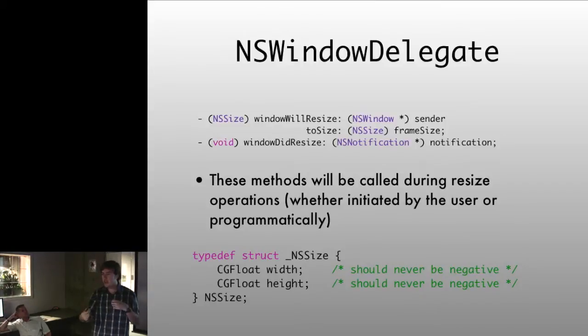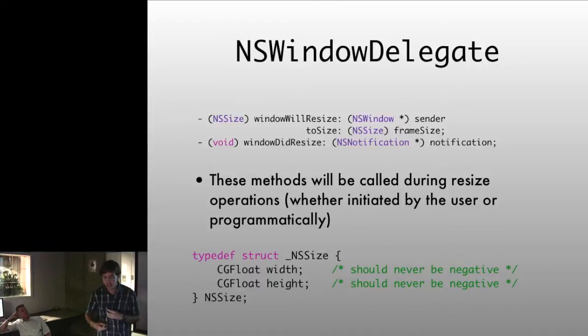And so these get called as part of the resizing process. The kind of neat thing is that window will resize returns a size. So it passes in a size that this is the size that I'm going to try to resize to, but if you don't like that, you can return another size. So if you want to enforce that the maximum size is 800 by 800, and you get a size of 900 by 900, you can say, no, actually I want 800 by 800, please.